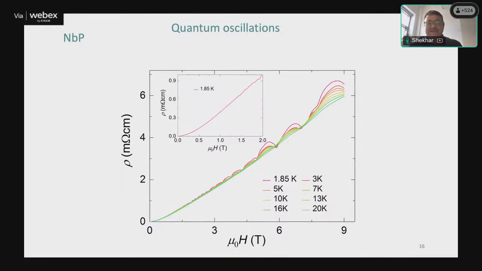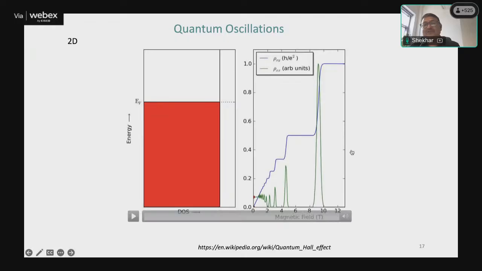As I told previously, by measuring this resistance, we can design the Fermi surface. These ups and downs in the resistance are called quantum oscillation. The origin of the quantum oscillation is purely a quantum phenomenon. So I'll tell you further what the origin of this phenomenon is.